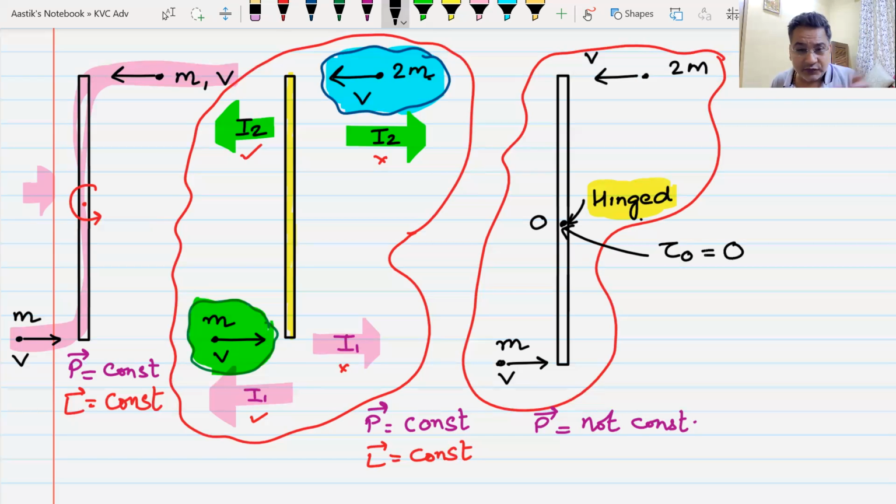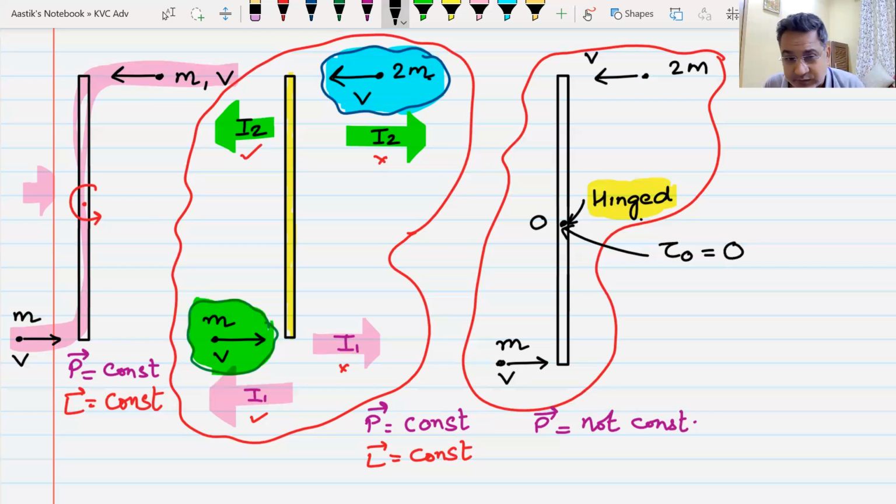Because all the other forces are in pairs. The force that the lower bullet is applying on the rod is a mutual pair. They will cancel out each other. The force the upper bullet is applying is also a mutual force. They will cancel out each other.